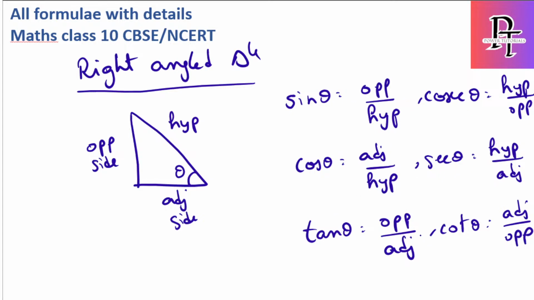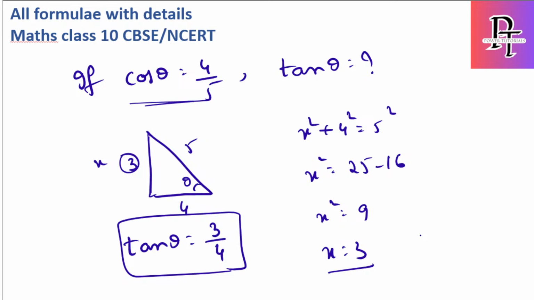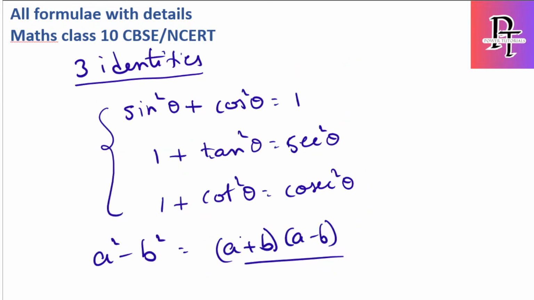Okay, then we have one example. If cos theta is provided, how to find tan theta? I will just use the triangle, and write this is adjacent, this is hypotenuse. So using Pythagoras theorem, I got the opposite side. Then tan theta is opposite by adjacent side, so 3 by 4 will be the answer. Then we have covered 3 identities: sin square plus cos square is 1, 1 plus tan square is secant square, 1 plus cot square is cosecant square. Based upon these formulas, prove-that type of questions can be solved using these 3 identities.